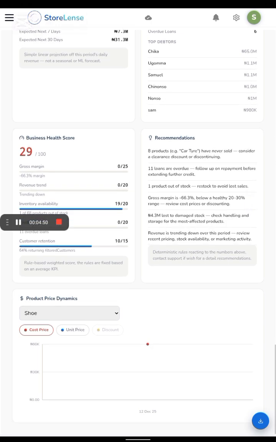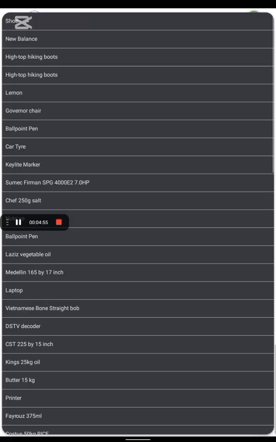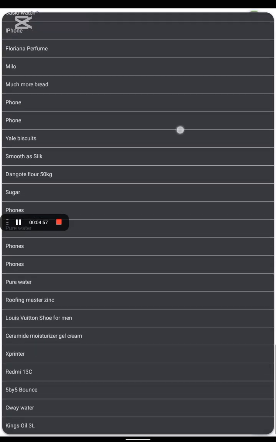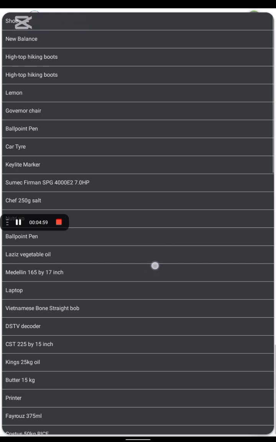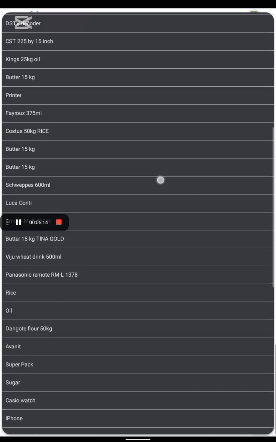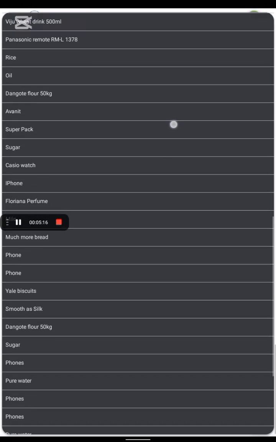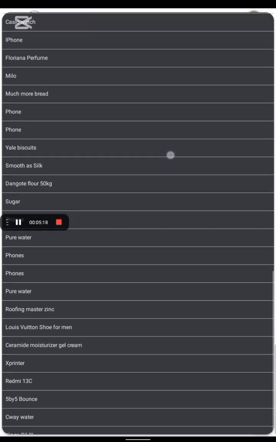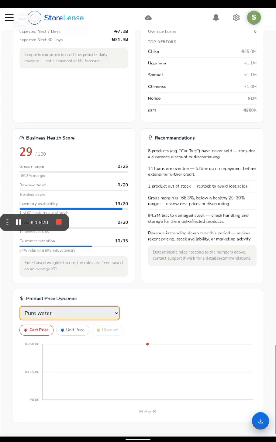So here you will see product price dynamics. With this, you can select any of your products and see how the price has been going up and down, or the cost or the sales. Let's just choose one. Let's choose lemon. Okay, lemon is one of those that are dead. Okay, let's choose pure water.